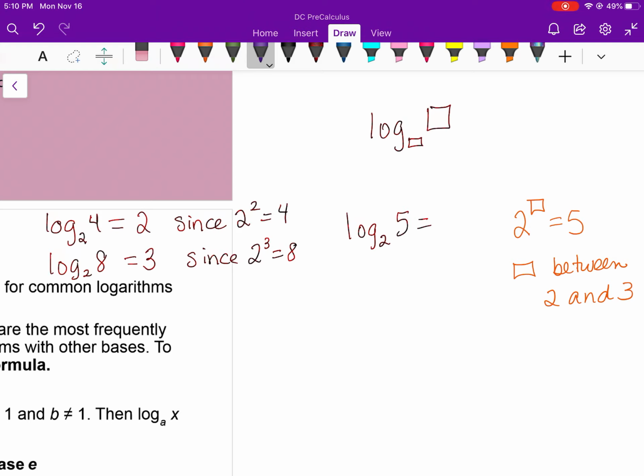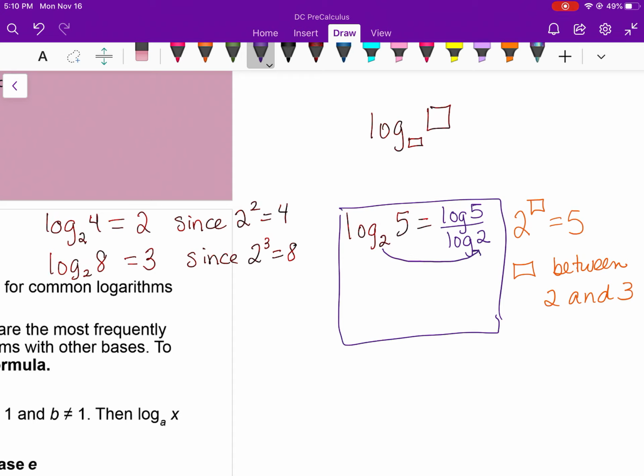So log base 2 of 5, simply put, can be written as the log of 5 over the log of 2. I'm sorry, I'm writing it backwards. Remember, base will go in the basement. Or it's the natural log of 5 divided by the natural log of 2. So you can put either of those in your calculator: log of 5 divided by log of 2, or use the natural log. And you're going to get 2.32.